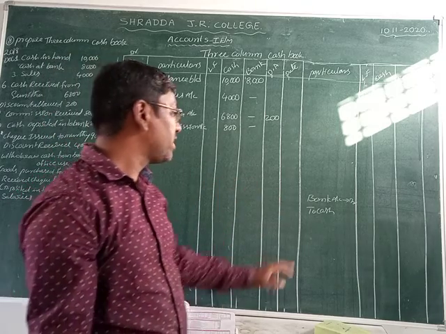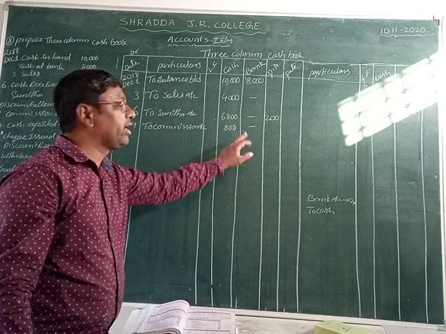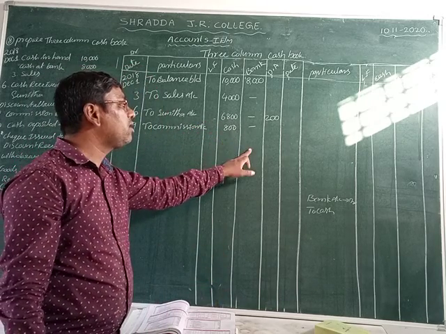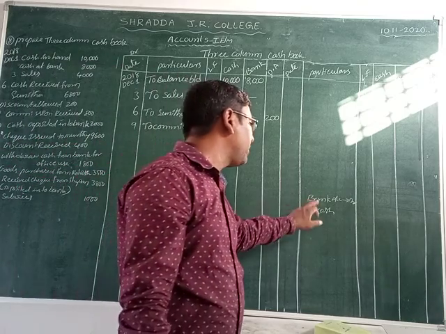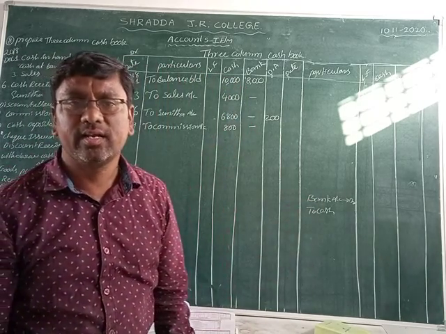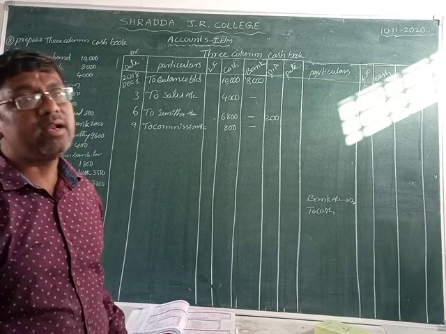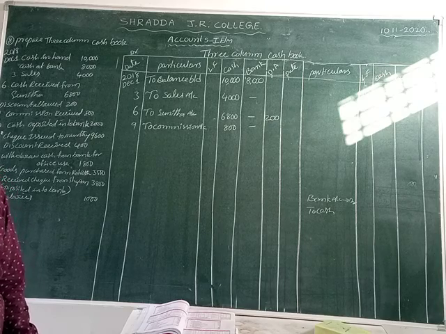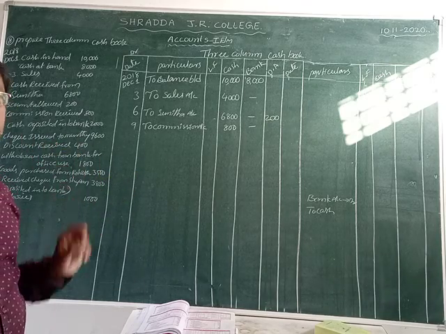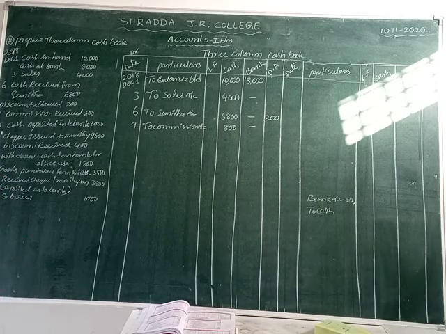Okay? So that's why we are doing both bank and cash accounts now. Bank account we are doing, cash account also we are doing. So both debit and credit we can record into the 3 column cash book. One we can record on the debit side, another one we can record on the credit side. How can we record it?